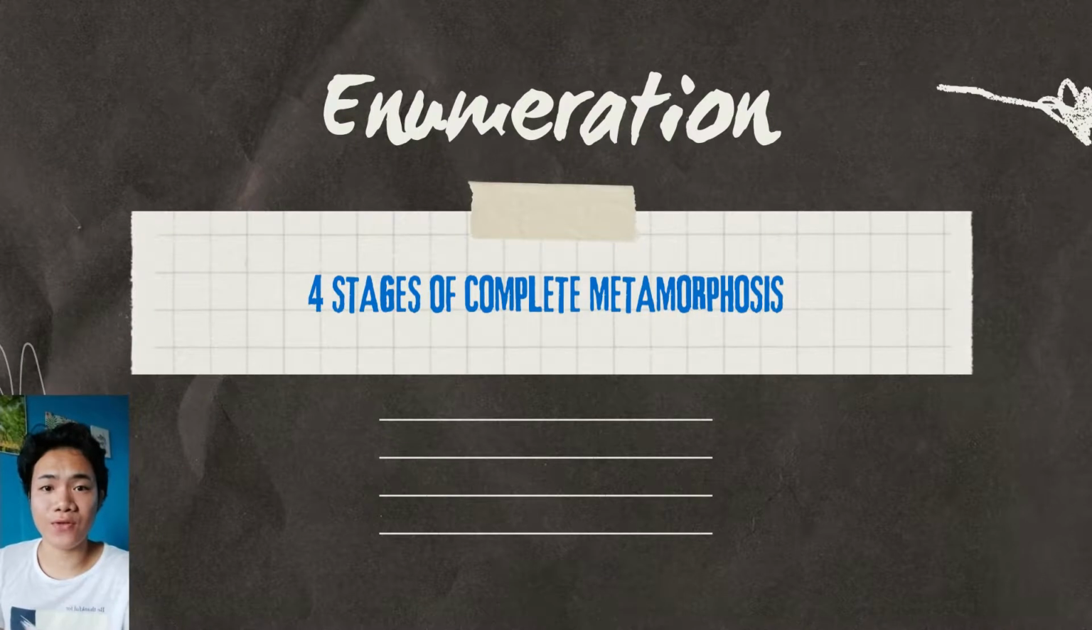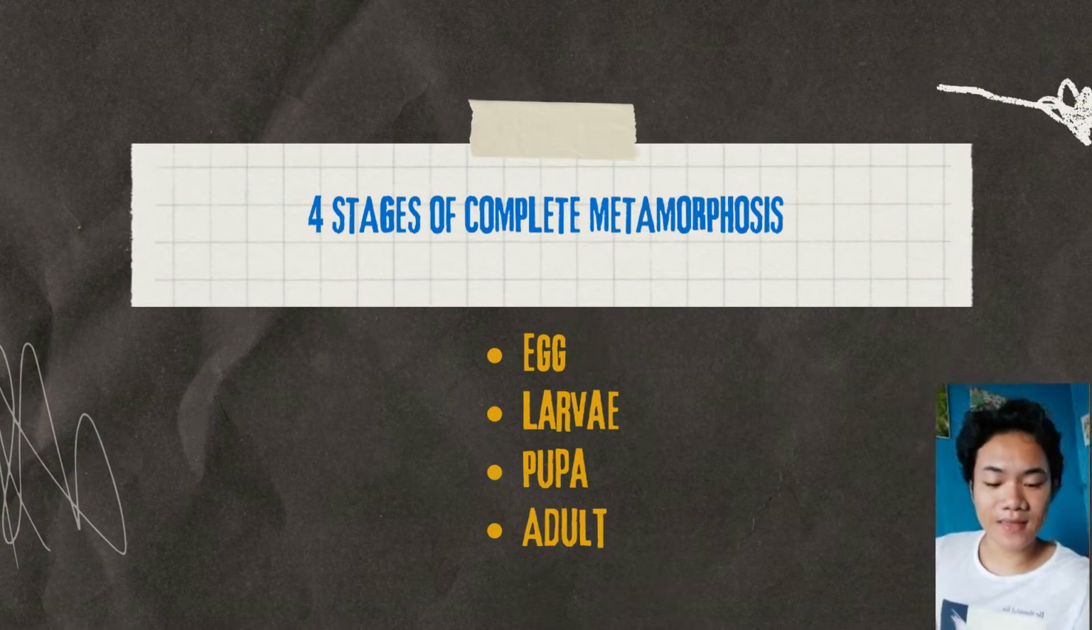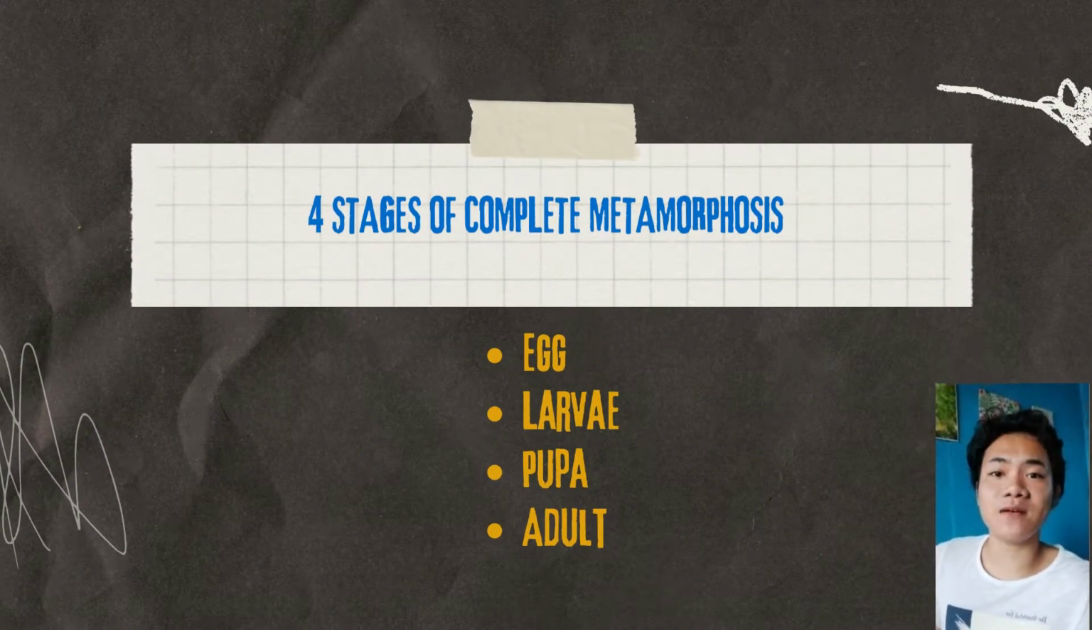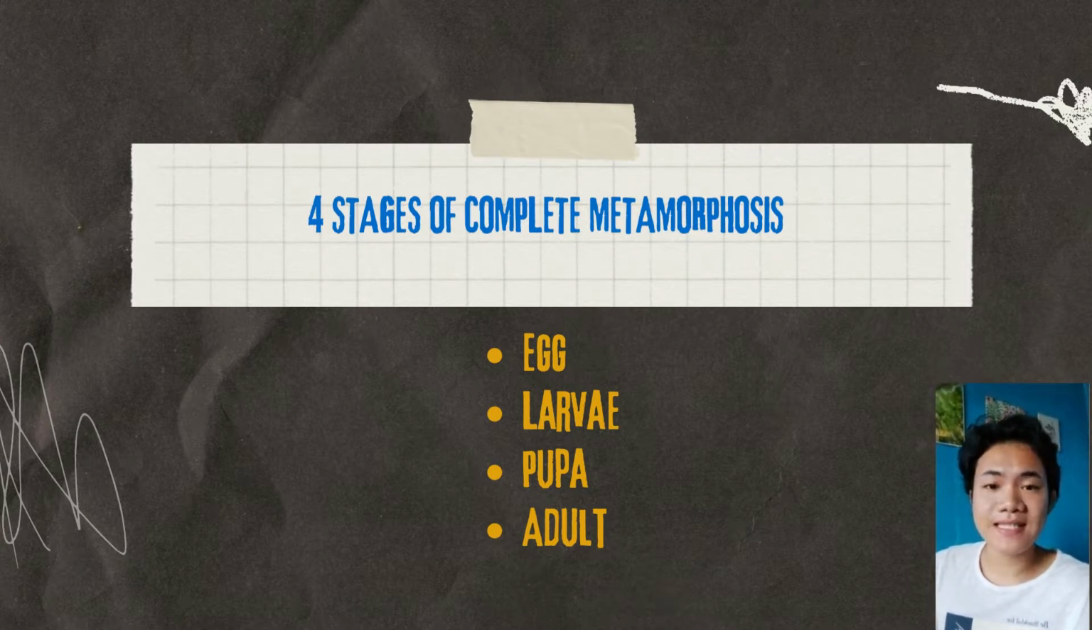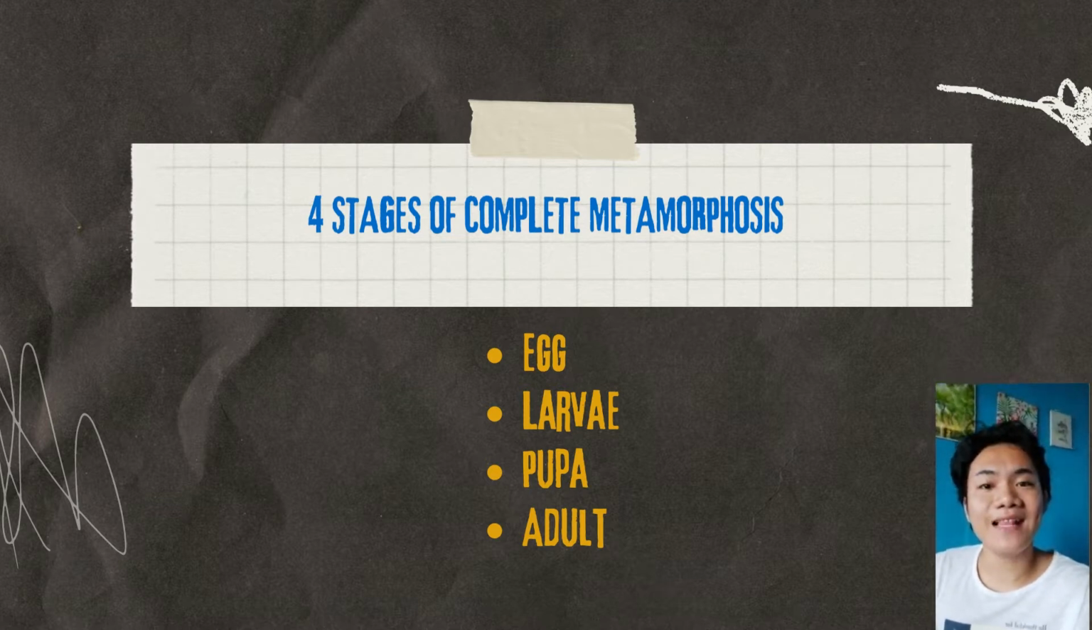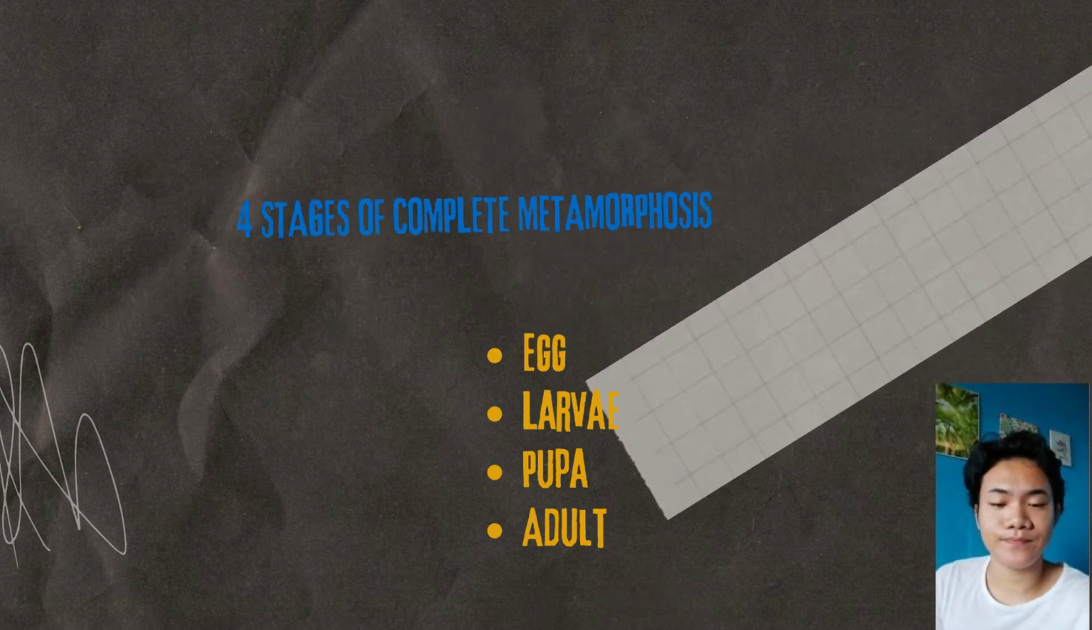This is the last round. We're having an enumeration. The question is, what are the 4 stages of complete metamorphosis? So, the answer is, first is egg, second is larvae, third is pupa, and the last one is adult.